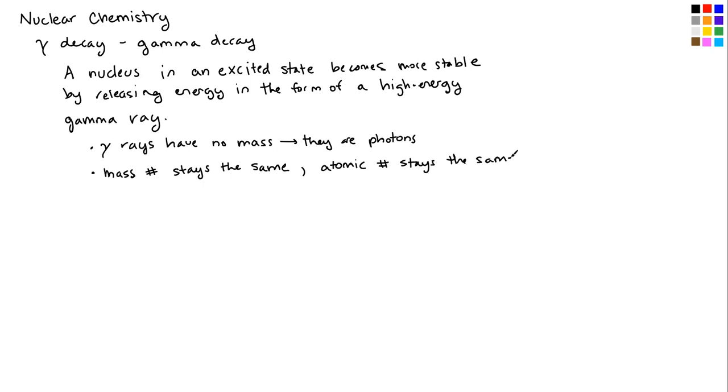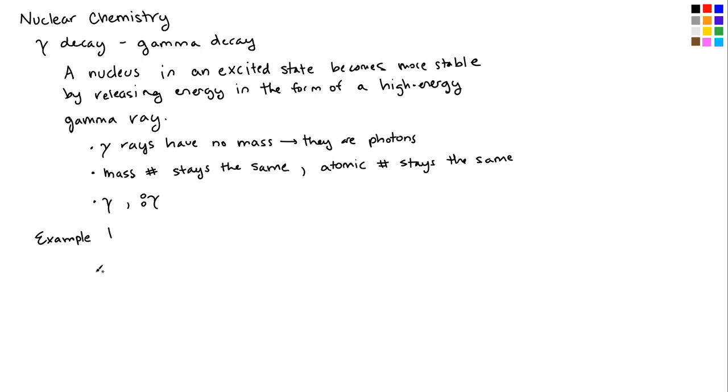And what does that mean for us? That means that we actually have the same product as we do the reactant. So our nucleus is still the same nucleus. It's just released energy to become more stable. Okay? And then let's just write down a couple different forms of this notation. You might just see the gamma letter, or you might see it shown with a 0 in the atomic number and a 0 in the mass number place. So let's look at an example.